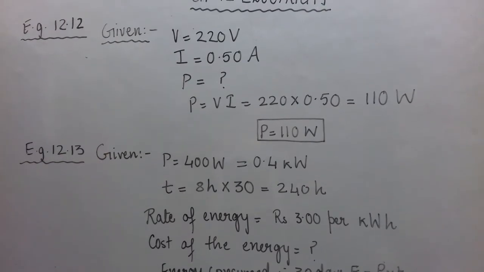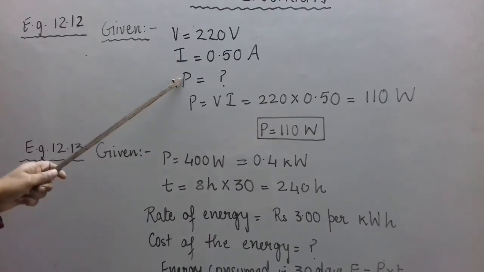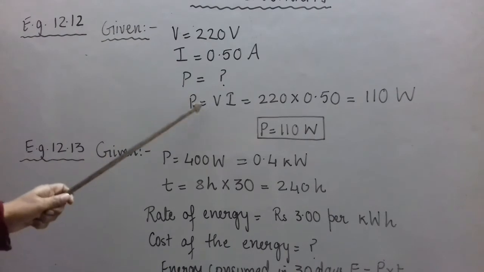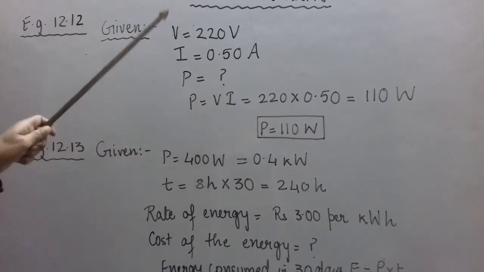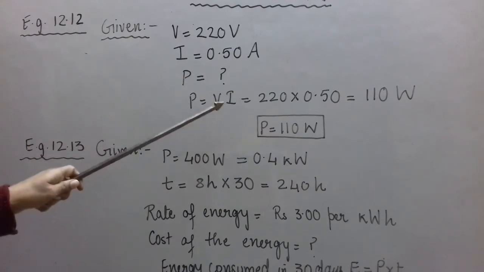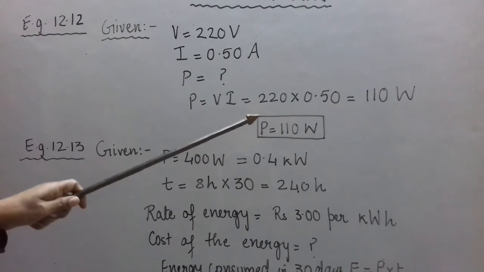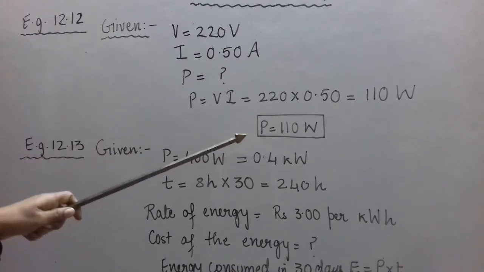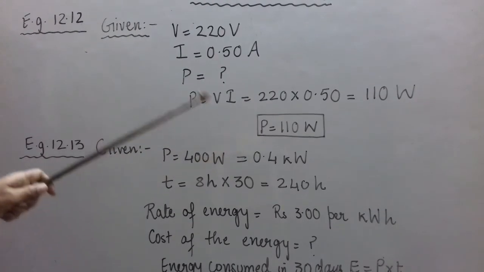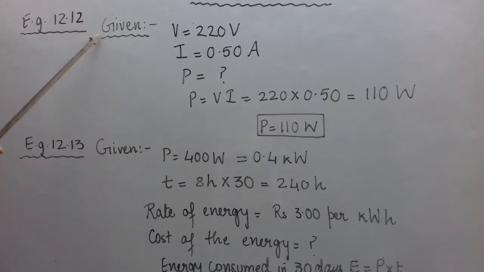Okay, so here it is a very simple numerical. No conversion required. P we have to find. We have the formula P is equal to VI. So put the values of V and I from the given and do the calculations. Your answer here is 110 watts. Just write the symbol for watts, capital W. And I have told you, you should write the unit, otherwise you will lose marks. So simple numerical, hope it is clear to you.